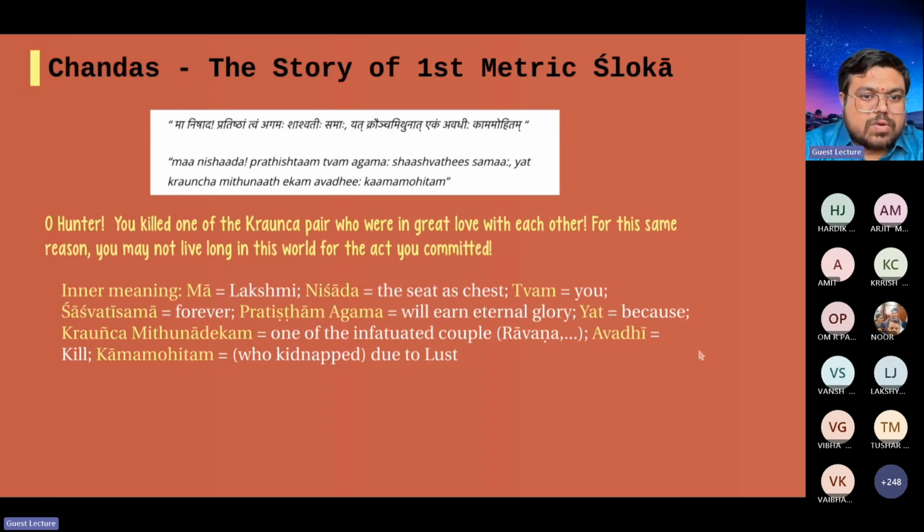The inner meaning is as follows. If you associate the meanings as I have given there: Ma Lakshmi Nishada, this one who takes the seat as the chest of Vishnu, Tvam, you, Shashwati Sama, forever, Pratishtham Agama, will earn eternal glory, because Krauncha Mithuna Dekam, one of the infatuated couple who is Ravana, Avadhi, kill Kama Mohitam, who kidnapped due to lust.